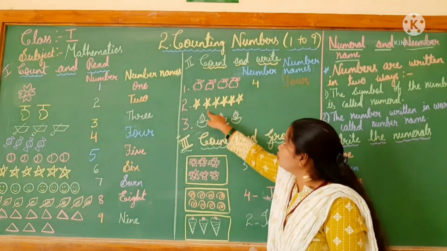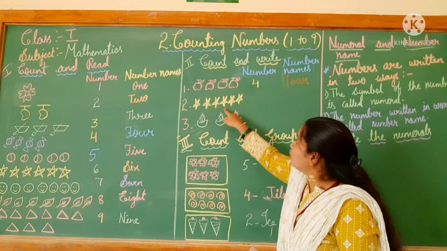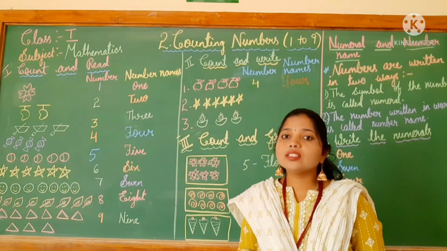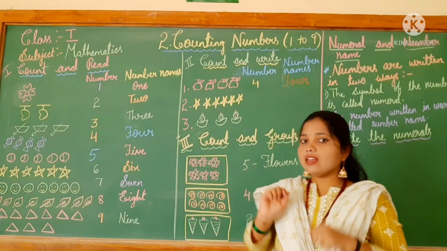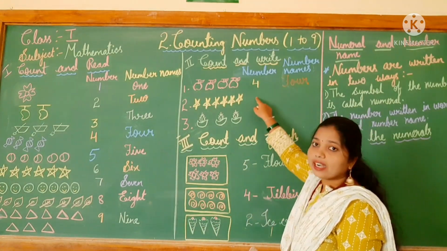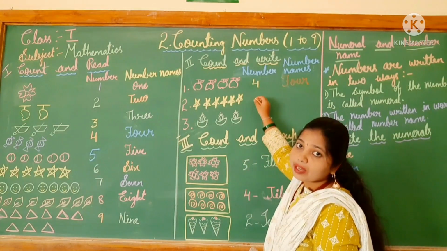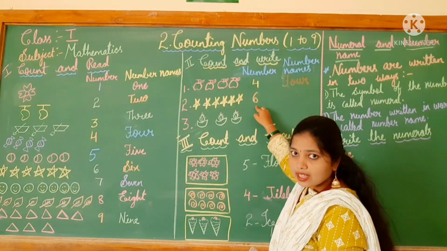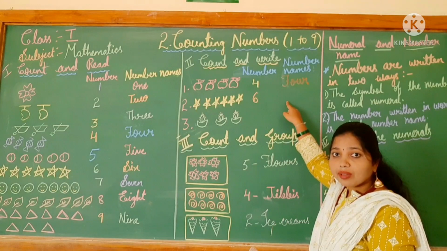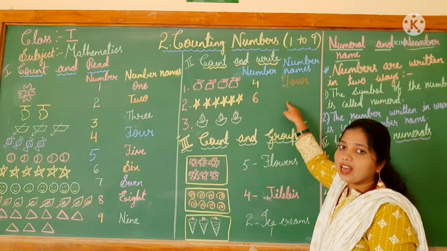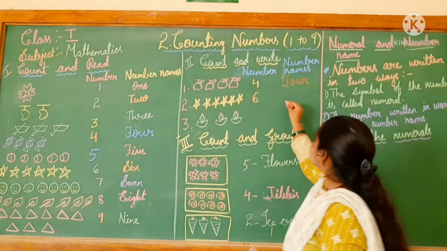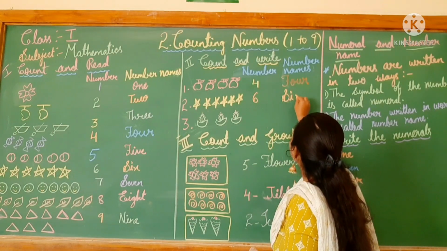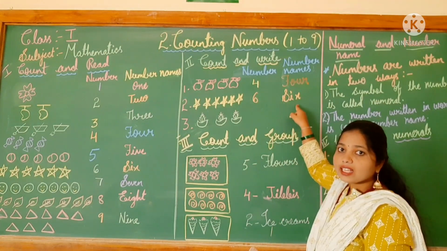Next, here how many stars are there? 1, 2, 3, 4, 5, 6. Total there are 6 stars. So, here I will write 6. The number 6, we will write like this. This is 6. And the number name is S-I-X, 6. So I will write here S-I-X, 6.